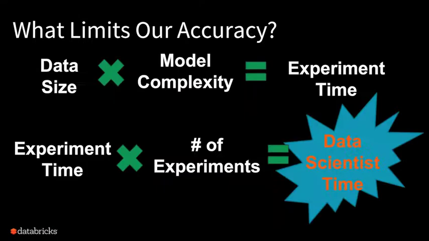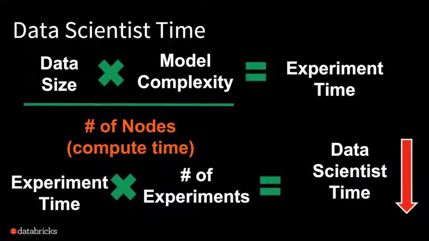One of those ways is to maximize the data scientist's time. What limits accuracy is the ability to have enough time for data scientists to do their modeling. If you think about it, what limits our accuracy is the combination of data size, model complexity, and then the experiment time, right? Because the goal is to have data scientists create more experiments and learn more and then create more accurate models. With Apache Spark, one of the key innovations we've made is the ability to create a linearly scalable system for creating your machine learning models.